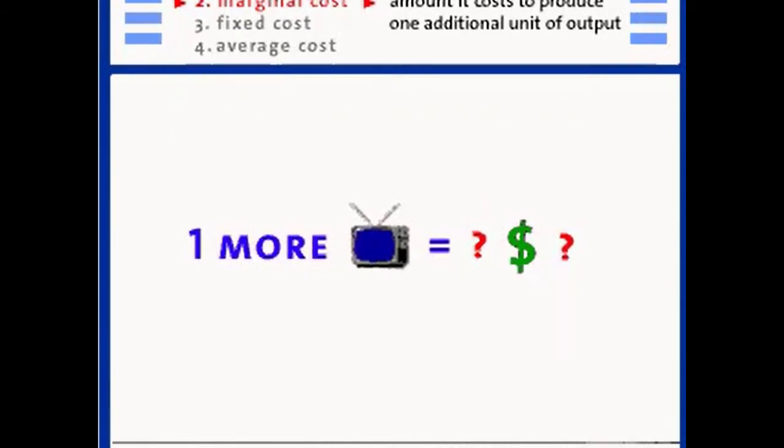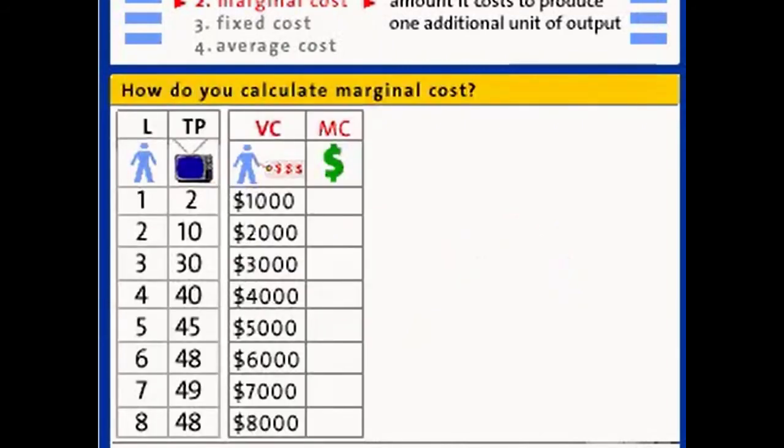If we go from one worker to two workers, the number of televisions that we produce goes from 2 to 10. That is, the marginal product of this second worker is 8 additional television sets. Now, how much is each one of those television sets costing us? Well, in order to get those extra television sets, we're having to increase our spending on labor from $1,000 to $2,000. The change in variable cost then is $2,000 minus $1,000, or $1,000. That's our change in variable cost. The change in output is 10 minus 2, or 8.